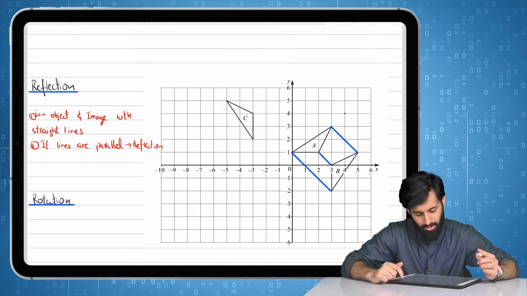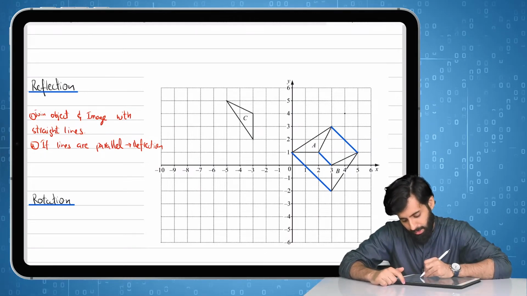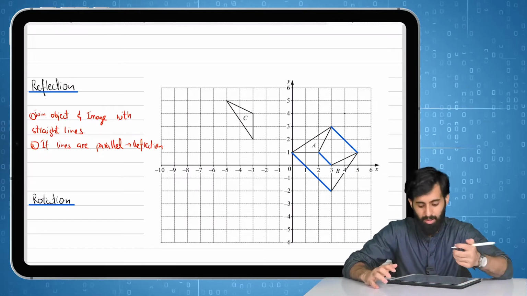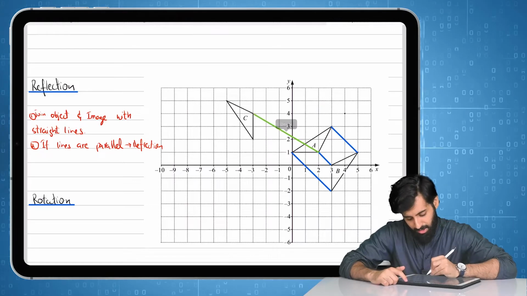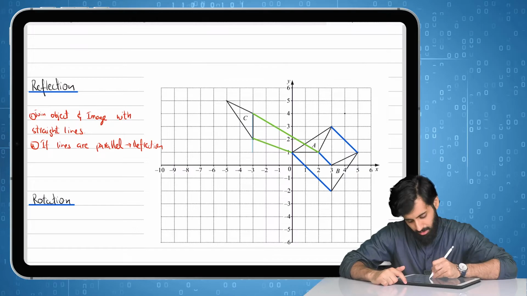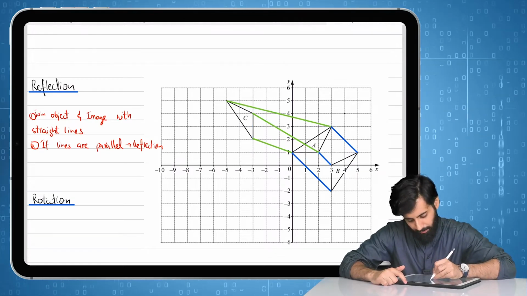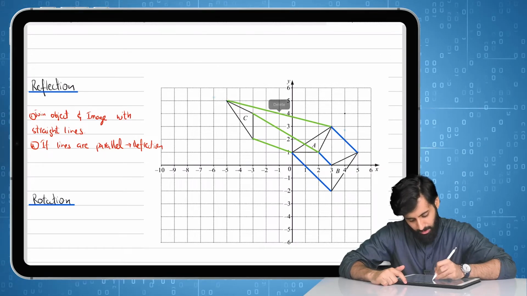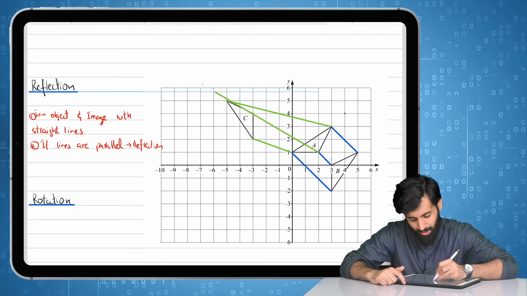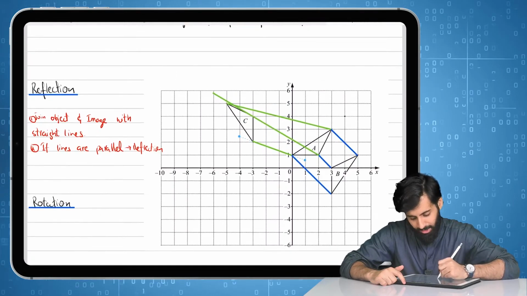I'm going to do this with a different color so that you guys can distinguish. What I'm going to do now is join every single point on the object with the image as we did earlier, but this time remember that the image is C. So this is the image of this, and this is the image of this point, and this is the image of this point. What's important to note here is that the lines are not parallel. In fact, if you were to extend these lines, you'll notice that there will come a point where the two lines will intersect.